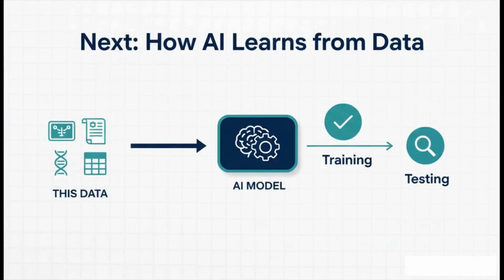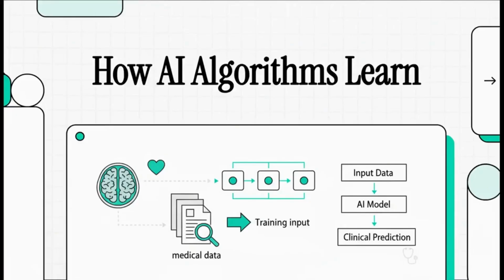Okay, so today we covered the what, the raw ingredients that AI learns from. Next time, we're going to get into the how. How does it actually find those patterns in all that data? It's going to be fun. I'll see you there.